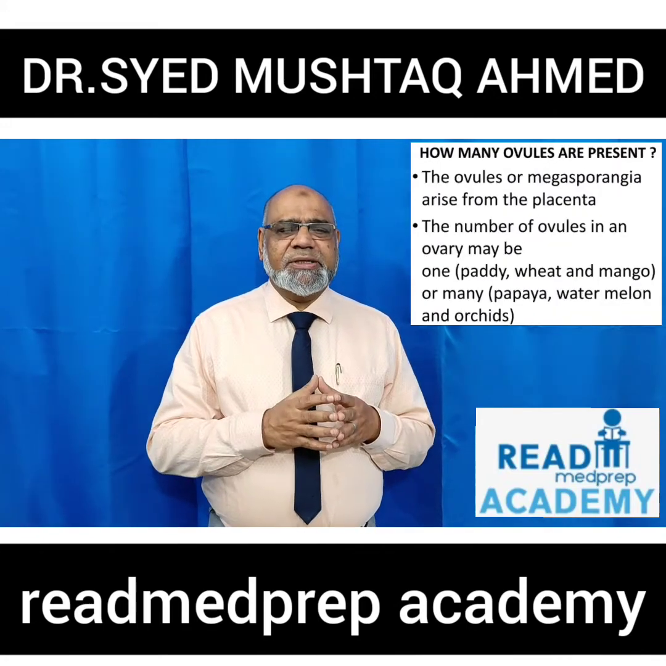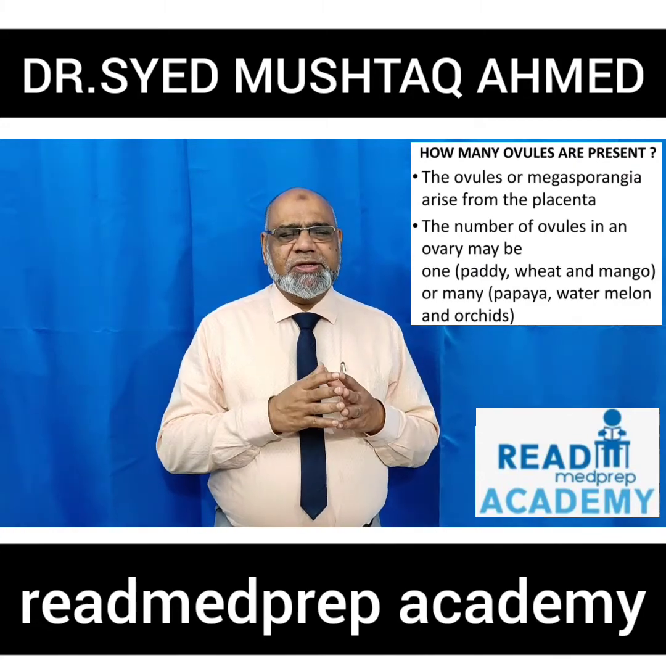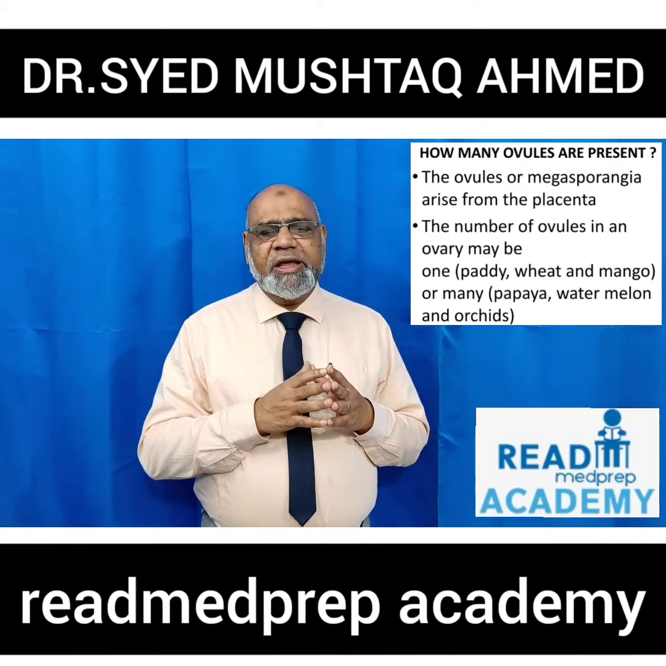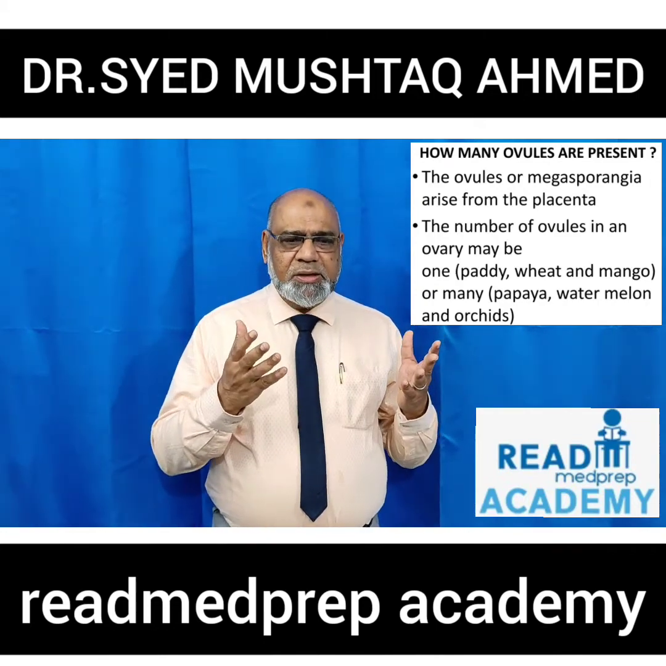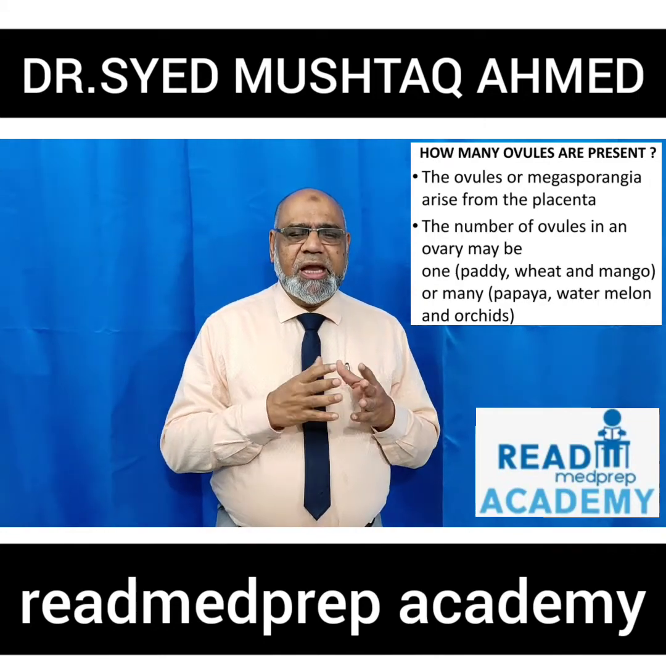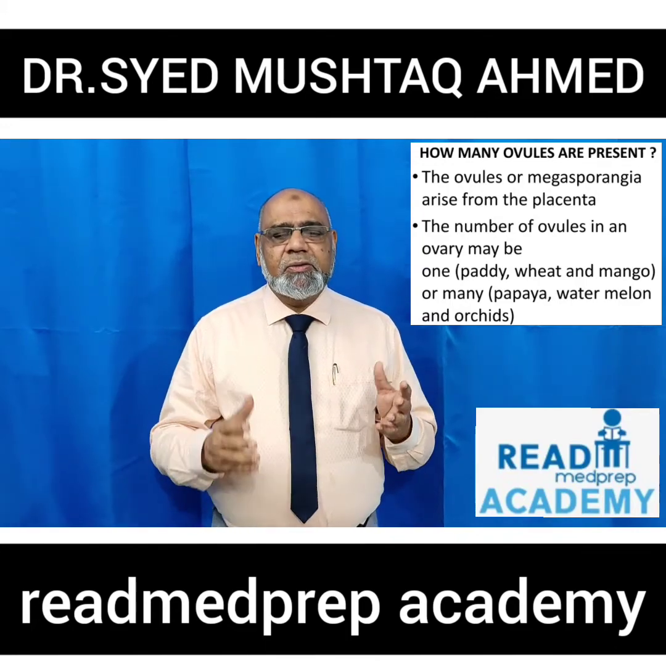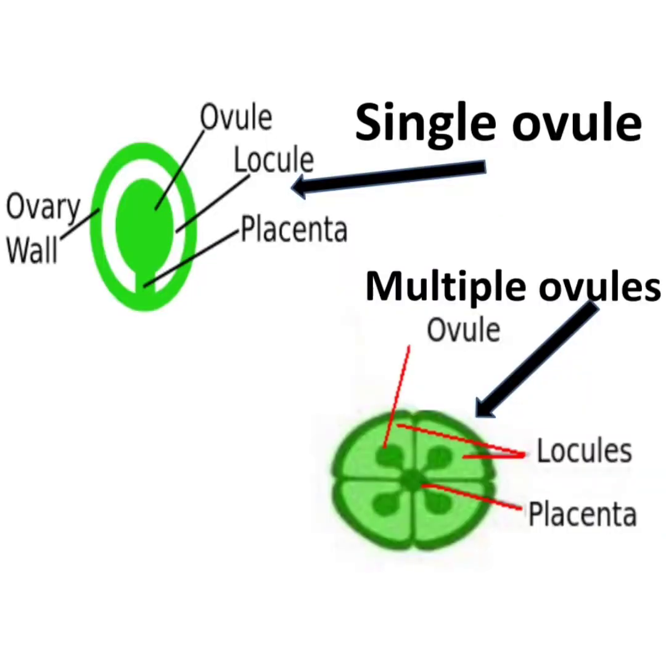How many ovules are present? The ovules or the Megasporangia arise from the placenta. The number of ovules may vary in an ovary. There may be one, like in paddy, wheat and mango, or many ovules may be present in the ovary, like papaya, watermelon and orchids. Here you can see a single ovule attached to the placenta on the left side and multiple ovules in the locules on the right side.